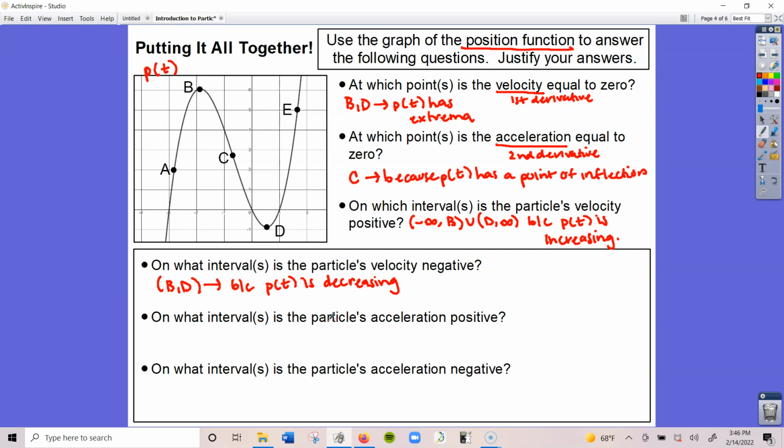On what intervals is the particle's acceleration positive? Again, acceleration is the second derivative. And the second derivative is positive when my function is concave up. So here our concavity, where it's positive, would be from c and the rest of the time. So that would be from c to infinity. And our reason would be because P of t is concave up.